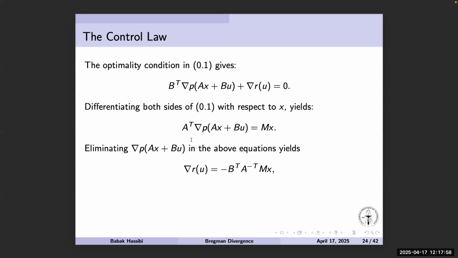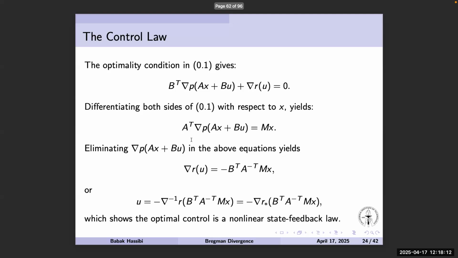And you get this equation. Very nice, simple equation. And so from this, the point is R is convex. Let's say it's strictly convex. If it's strictly convex, its gradient has an inverse. And so that is the control law. The control law is the inverse of the gradient of the cost on the control times B and A.